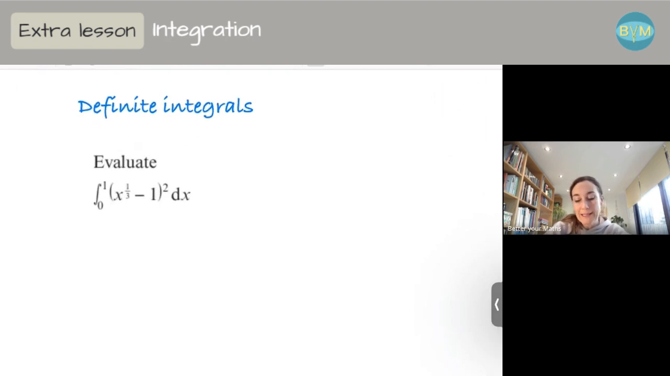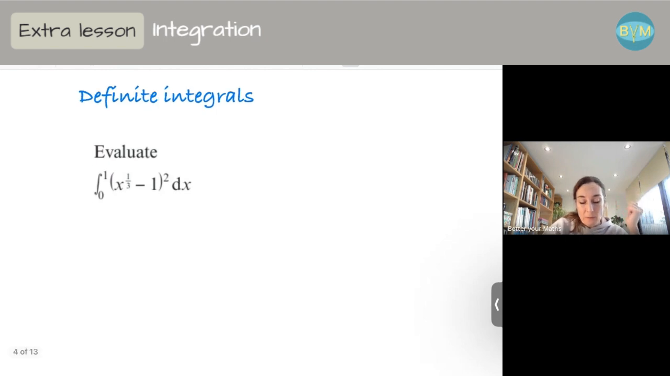You have something called definite integrals. The integrals that we have seen so far, where we don't have these two numbers, are called indefinite integrals. If we have these numbers, they are called definite integrals. Instead of getting an expression, like before, 2x to the power of whatever, we are going to get a number. That's why they are called definite.